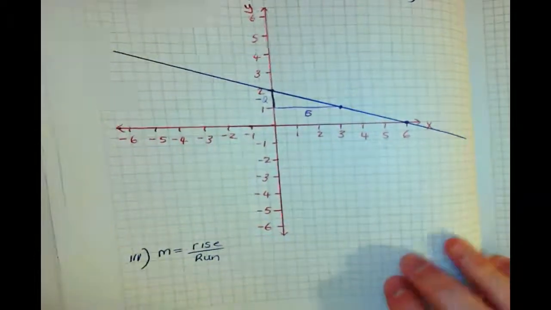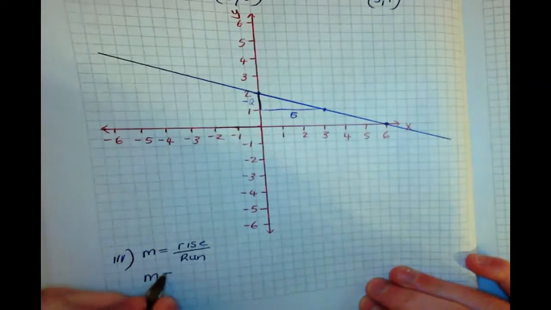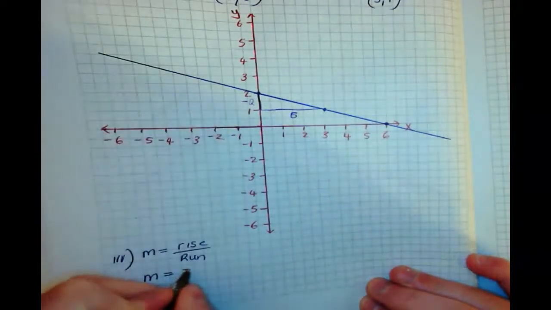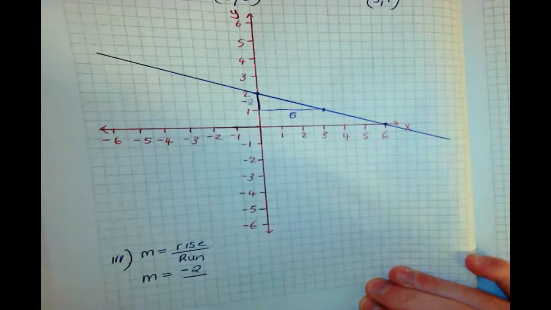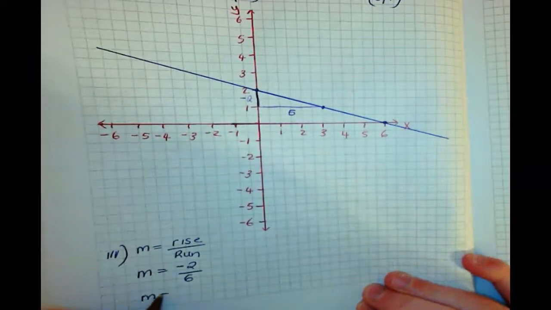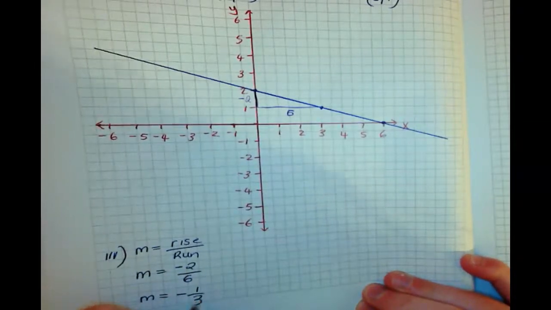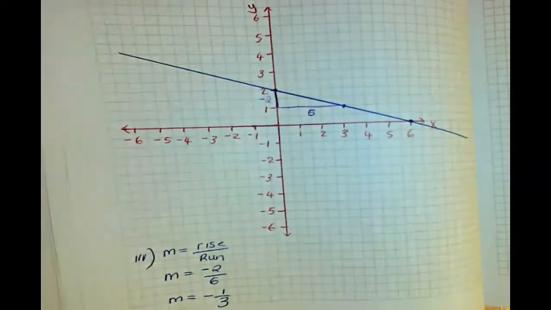Okay, so the rise for slope is minus 2 over 6, which is our run. So m is equal to minus divided by plus is a minus, and 2 divided by 6, we can divide above and below by 2, is 1/3. So our slope there is minus 1/3.